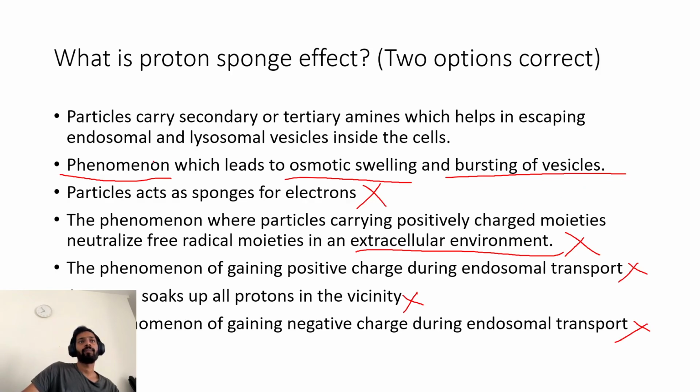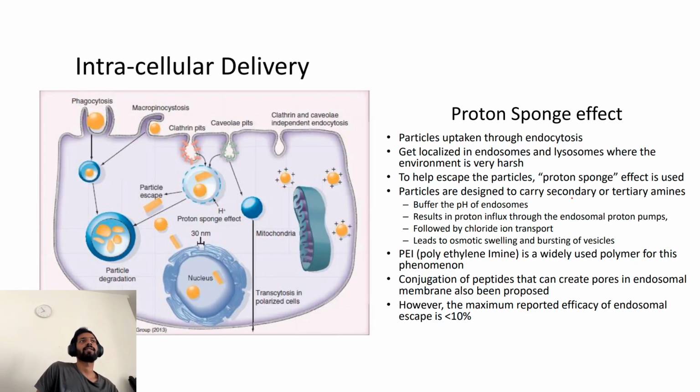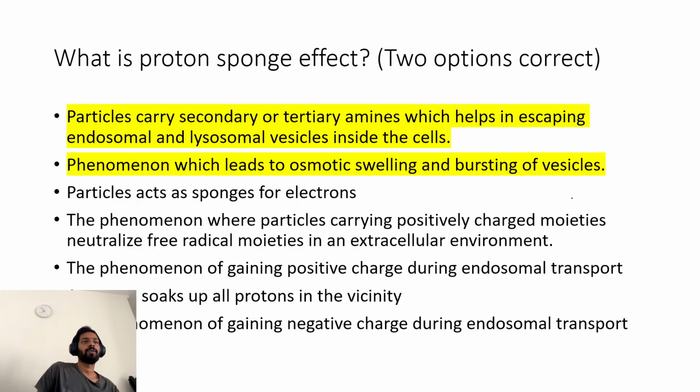Is this true? What do you guys think? Yes, sir. So this is true. And particles carry secondary or tertiary amines which help in escaping endosomal and lysosomal vesicle synthesis. So that's true, right? That's what the proton sponge effect is. So those two are the correct options.